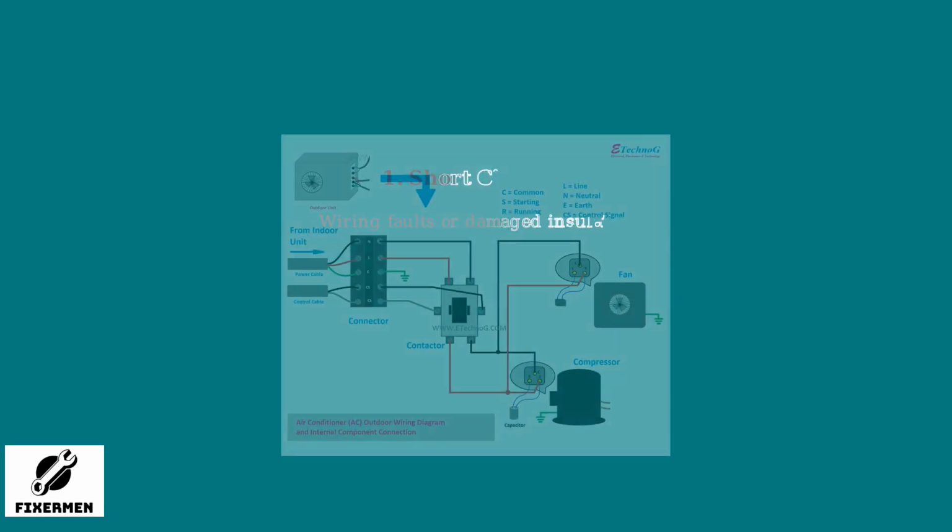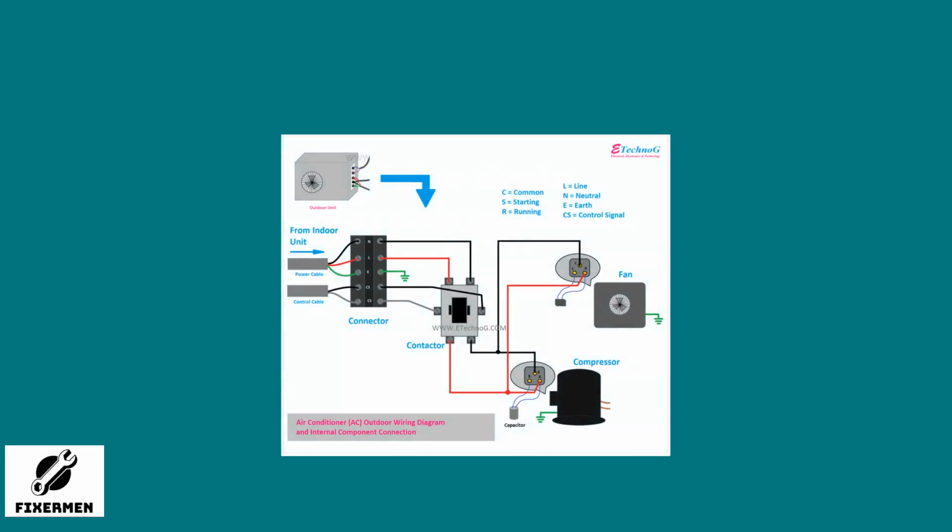Common causes of Lennox Error Code E5 include several factors that can trigger this safety mechanism in HVAC systems. Short circuits due to wiring faults or damaged insulation are a primary cause of E5 errors. These electrical faults create unsafe conditions that trigger the protection mechanism.